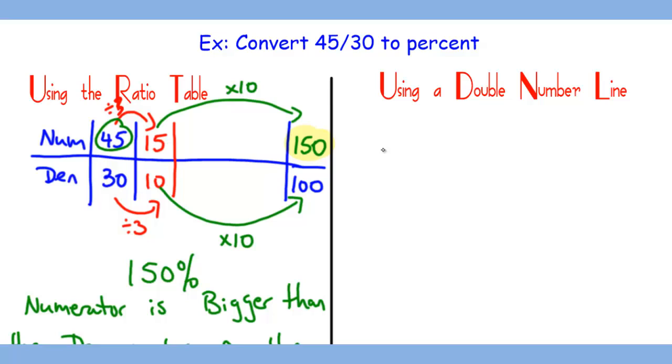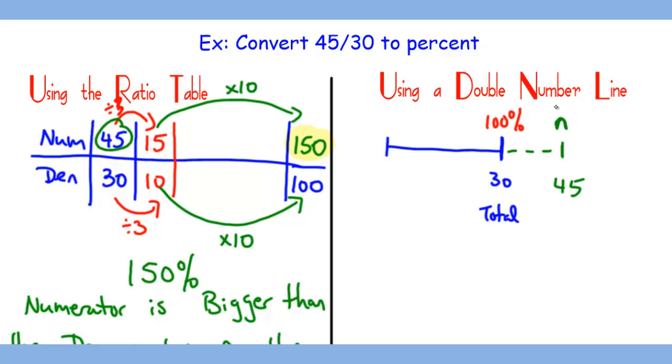Now let's try to do the same question using the double number line. So 30 is our denominator, which is also our total. Once again, the denominator is referencing the 100%. Since the numerator is 45, which is more than 30, we will have to expand the number line beyond 30 and put a 45 past 30. And we will put the n right here, meaning that we don't know what that number is.